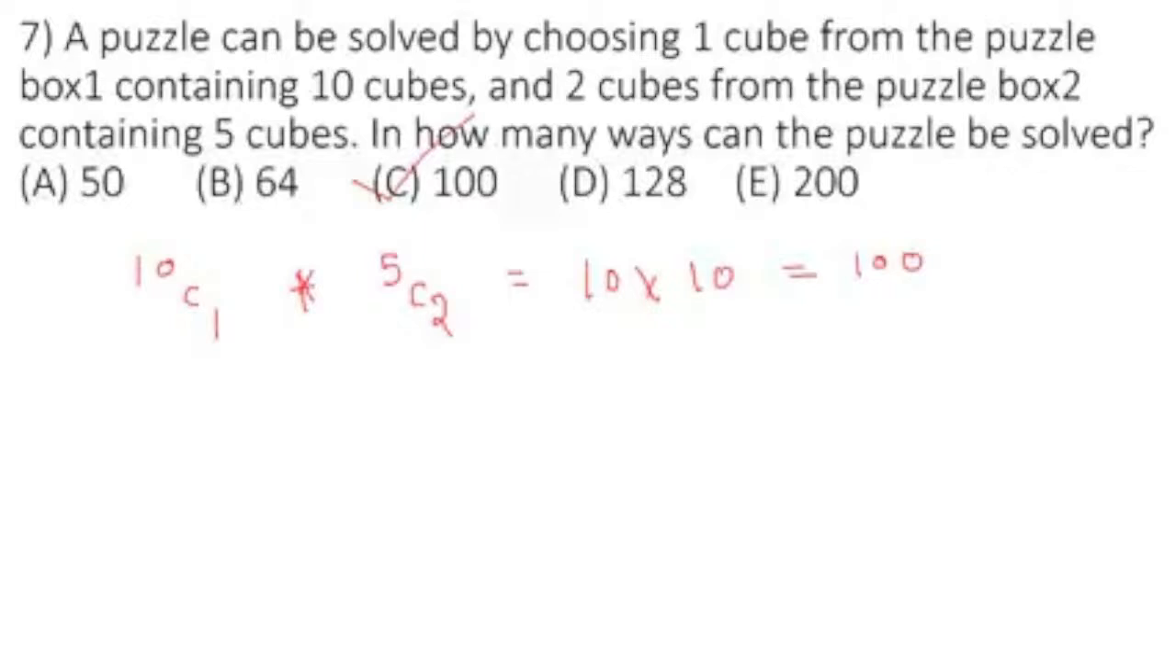5C2 is derived as 5 into 4 by 2 into 1, which will be 10 ways.